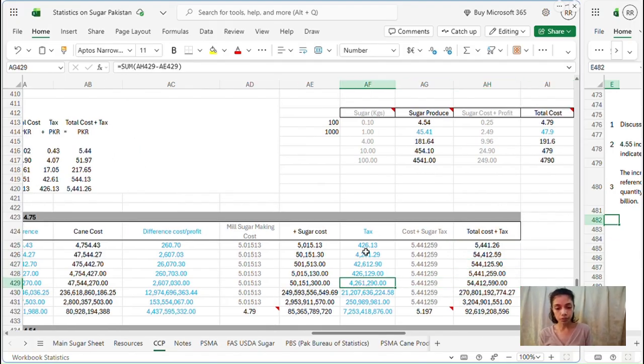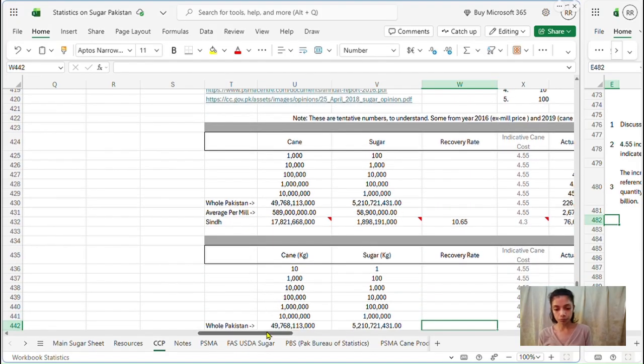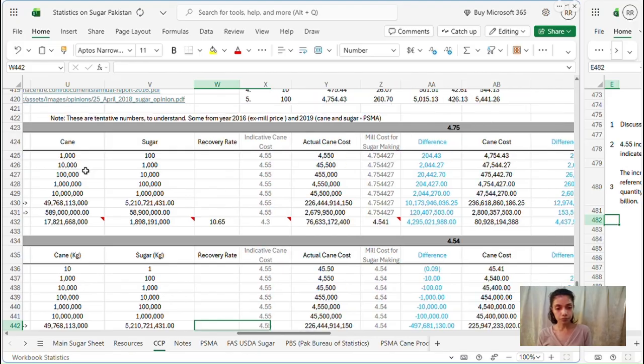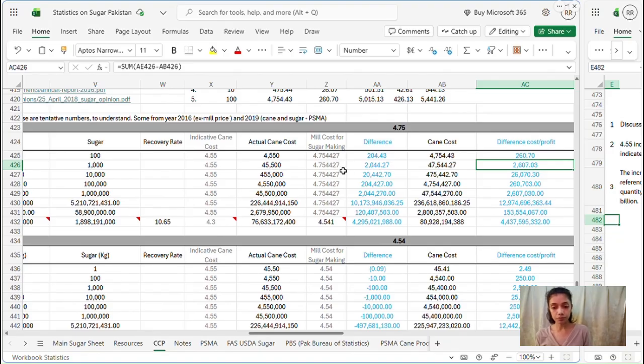Now moving forward, this was done for all numbers. Let me just make it easier. And this was done for all amounts. Let's say for the 10,000 kgs of cane, which produces 1,000 kgs of sugar, and at 4.55 per kg cane price, the cost of 10,000 kgs of cane would be 45,500. Similarly for this 4.75, we calculated in reverse, so these numbers generate the value.